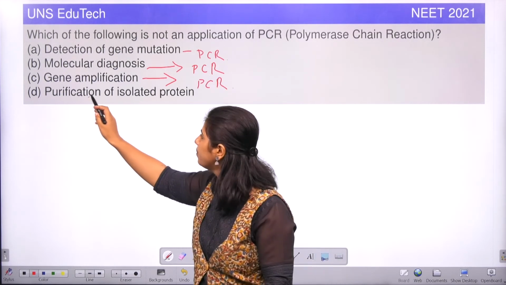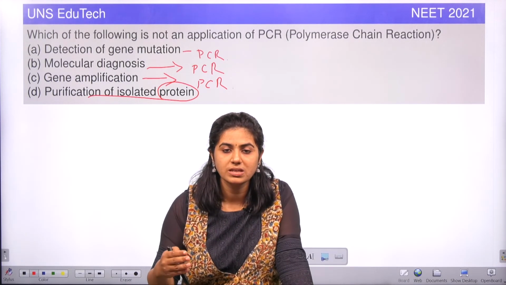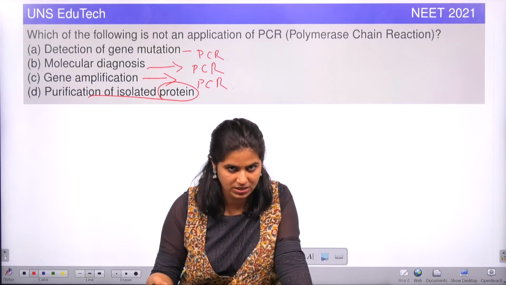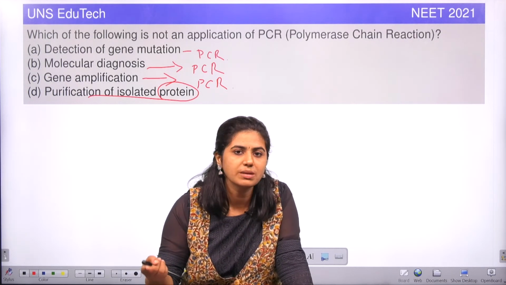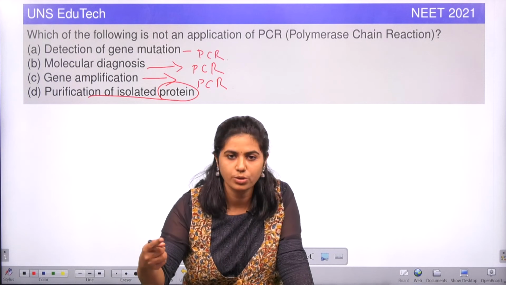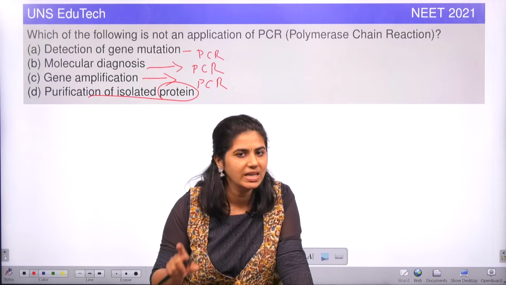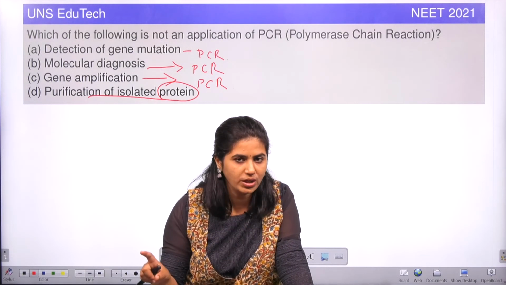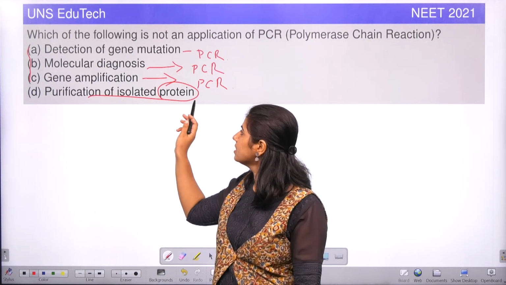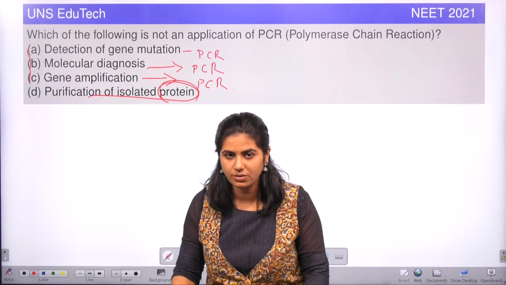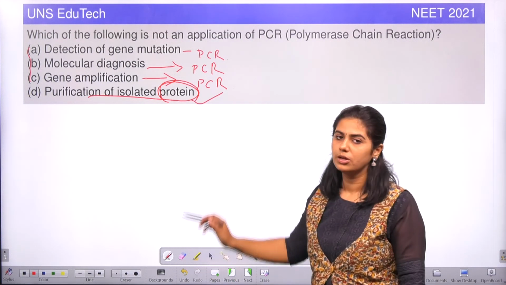Now the last option is purification and isolation of protein. Protein is the later stage after DNA replication, right? First the DNA has to replicate. From that replicated DNA, we create mRNA, and from the mRNA, we produce protein using ribosomes, right? So in PCR, we are only using DNA and DNA amplification. There is no protein in that. All the other three options are at the DNA level. The fourth option is protein. So the answer: what is not an application of PCR here is purification and isolation of the protein.